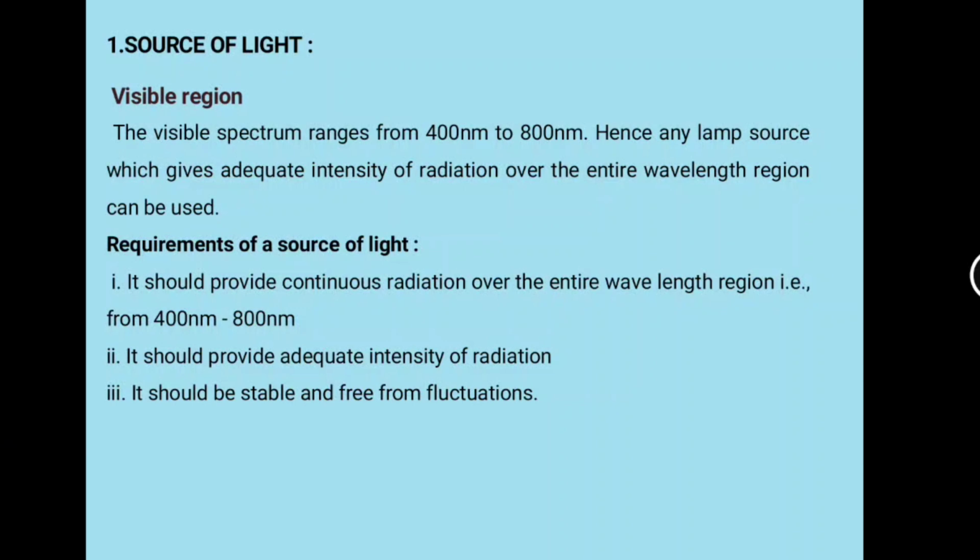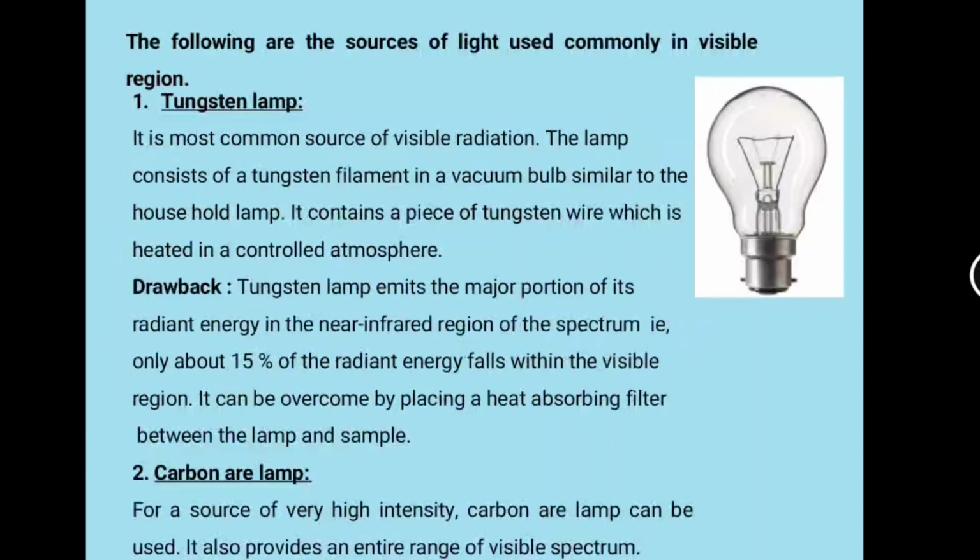Requirements of a source of light. The source of light used in the visible region should provide continuous radiation over the entire wavelength region, that is from 400 to 800 nanometers. Also, it should provide adequate intensity of radiation. And also, it should be stable and free from fluctuations. Sources of light used in the visible region are tungsten lamp and carbon arc lamp.